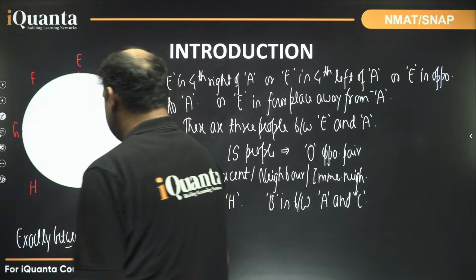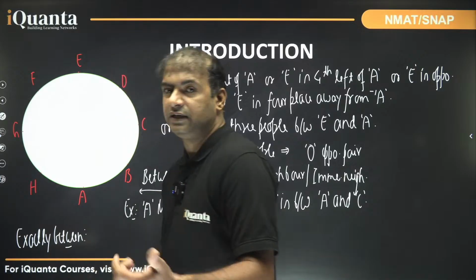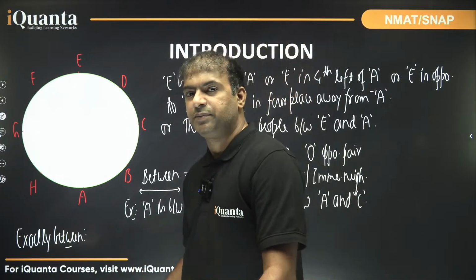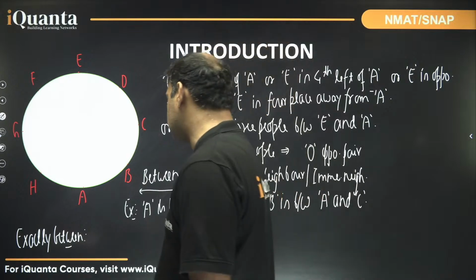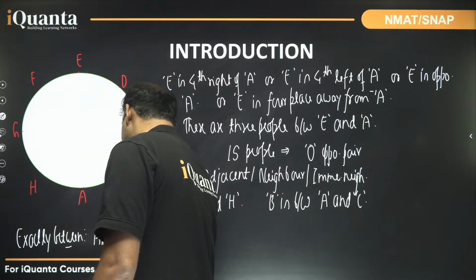Now, what is exactly between, guys? Exactly between has a similar relation to what we learned in linear. In linear, what we learned about exactly between is that it represents the people who have the same distance. So let me just write this. This represents the people who are having the same distance.